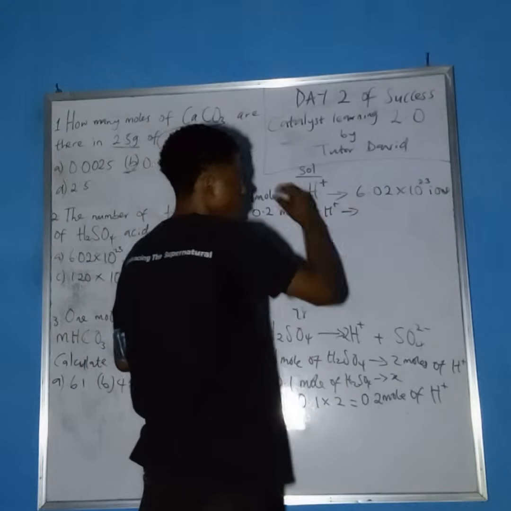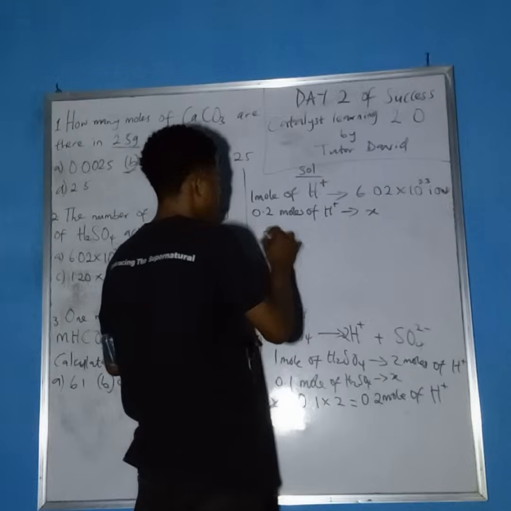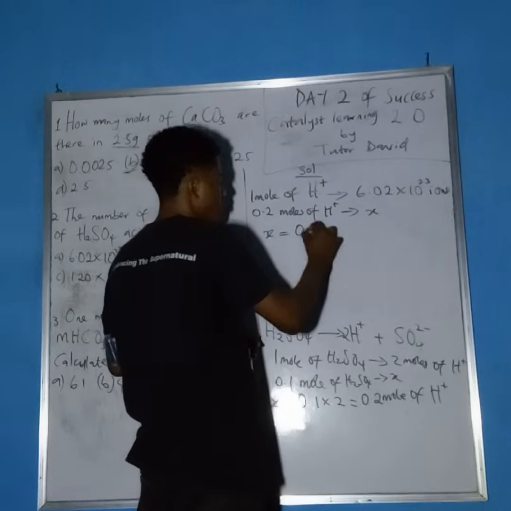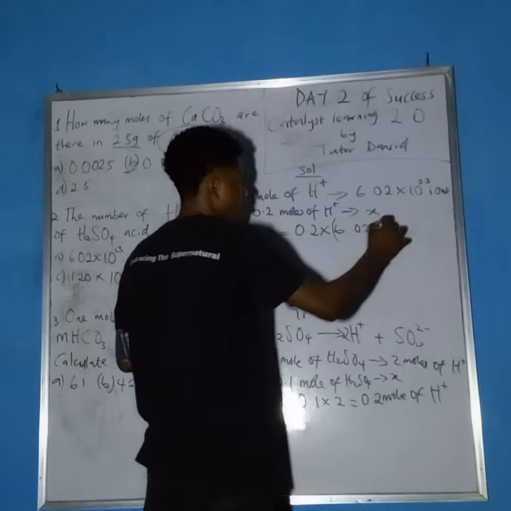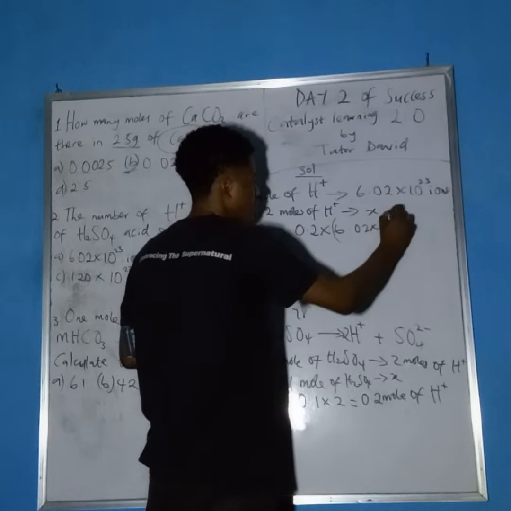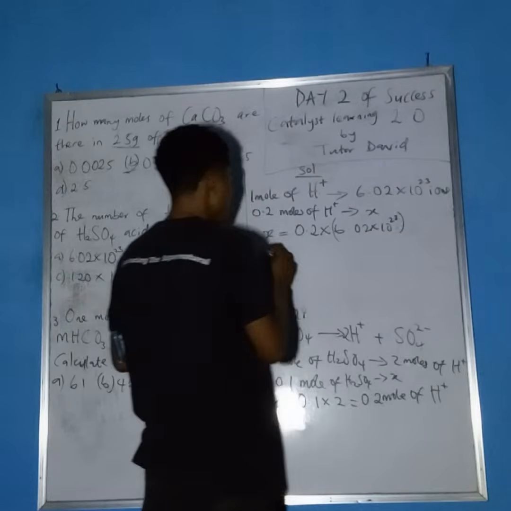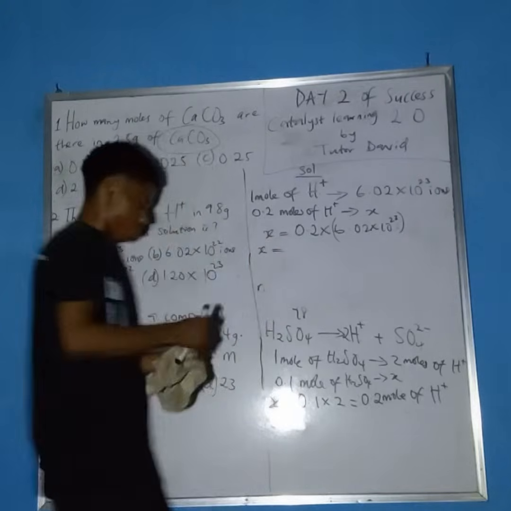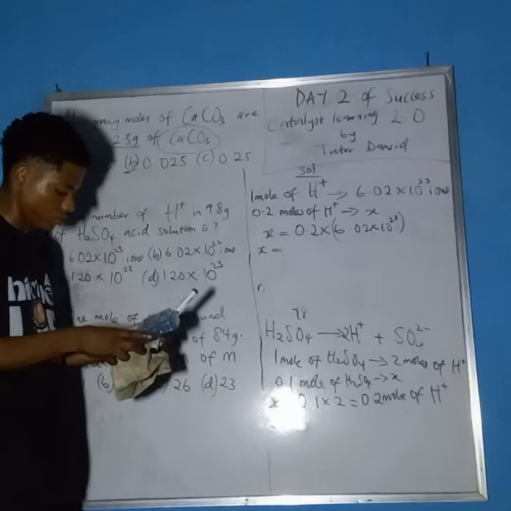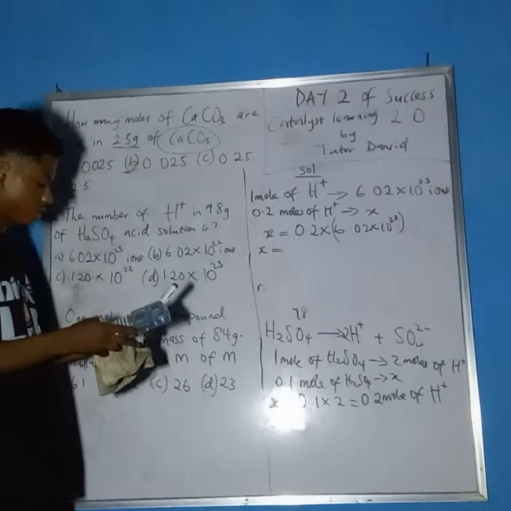So when we cross multiply, this now becomes 0.2 times 6.02 times 10 to the power 23. When you do that, our X now becomes 0.2 times 6.02.